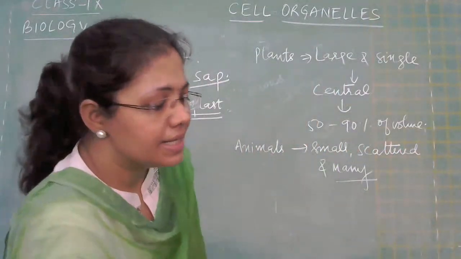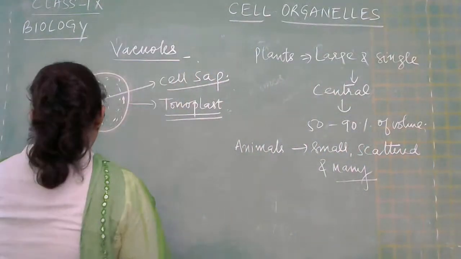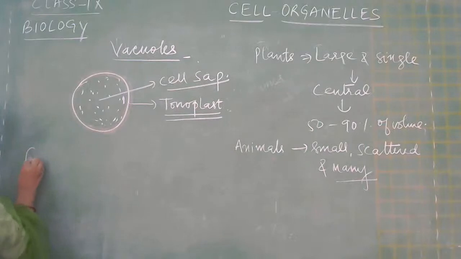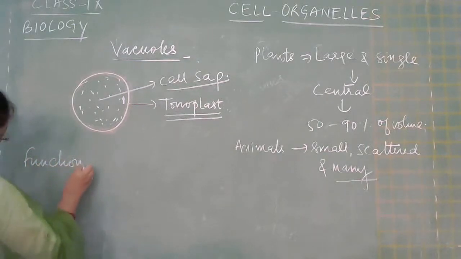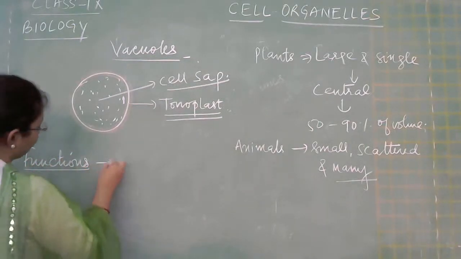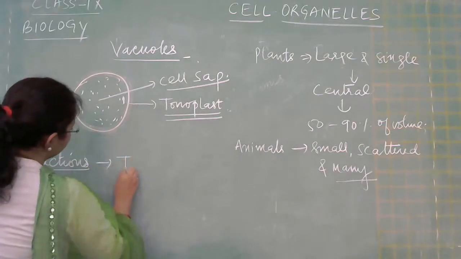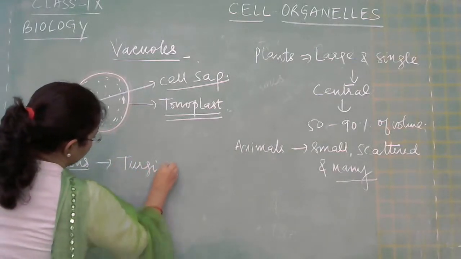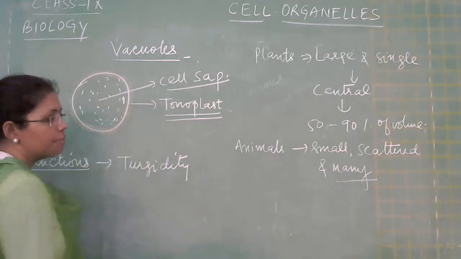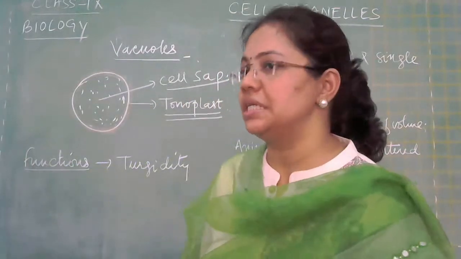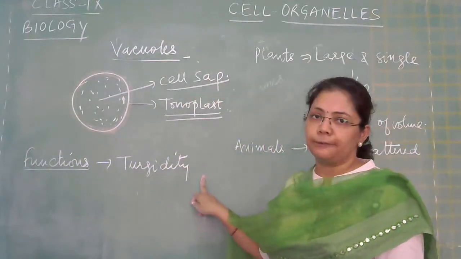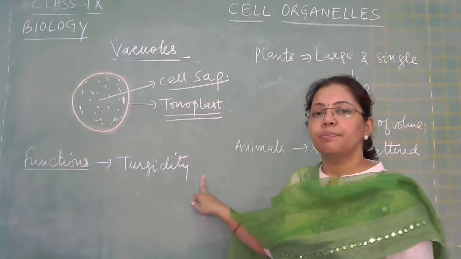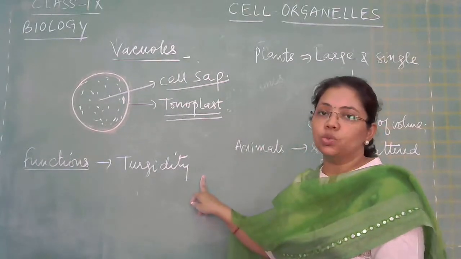Now, the functions, which are the most important part for vacuoles. The first function is that they provide turgidity to the plant cell.